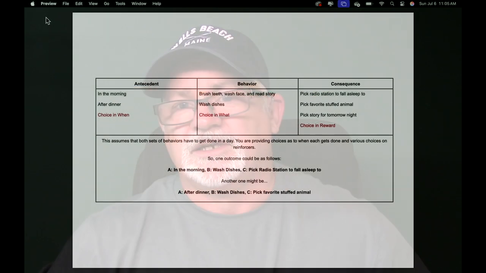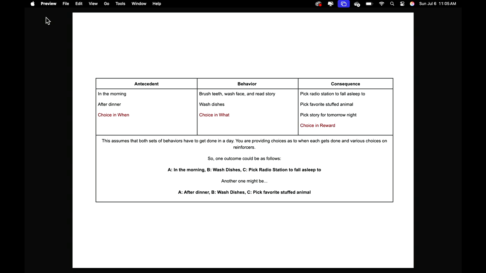So if we look at this in the course book, here we have the antecedent, either in the morning or after dinner. Up to you. The behavior: brush teeth, wash face, and read story. Wash dishes. They can do either one of those. And then the consequence, they get to pick their rewards. You pick a radio station to fall asleep to, pick your favorite stuffed animal, pick story for tomorrow night. Every place there's a choice in when, what, and reward.